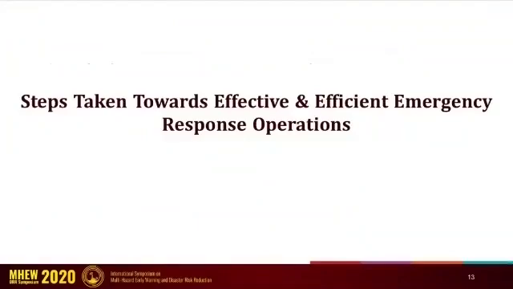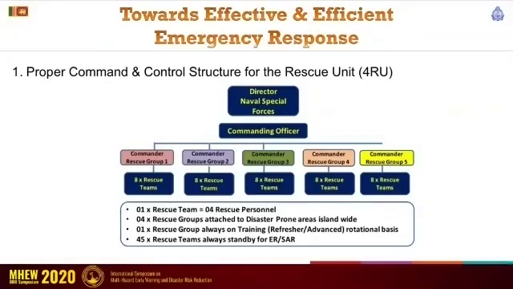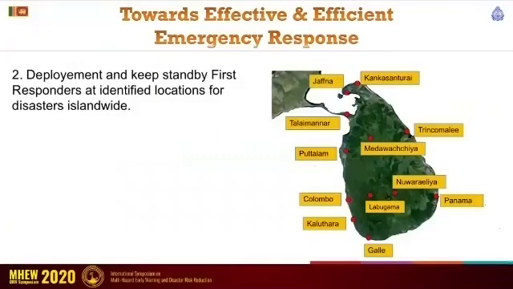Steps taken towards effective and efficient emergency response operations. As I mentioned, our rescue unit, ORU, has a proper command and control structure, starting from a director, commanding officer, then certain group commanders and rescue teams. So the rescue team is the smallest entity, comprising 4 members. Those teams and groups are deployed in disaster identified areas of the country, as you can see on the screen.